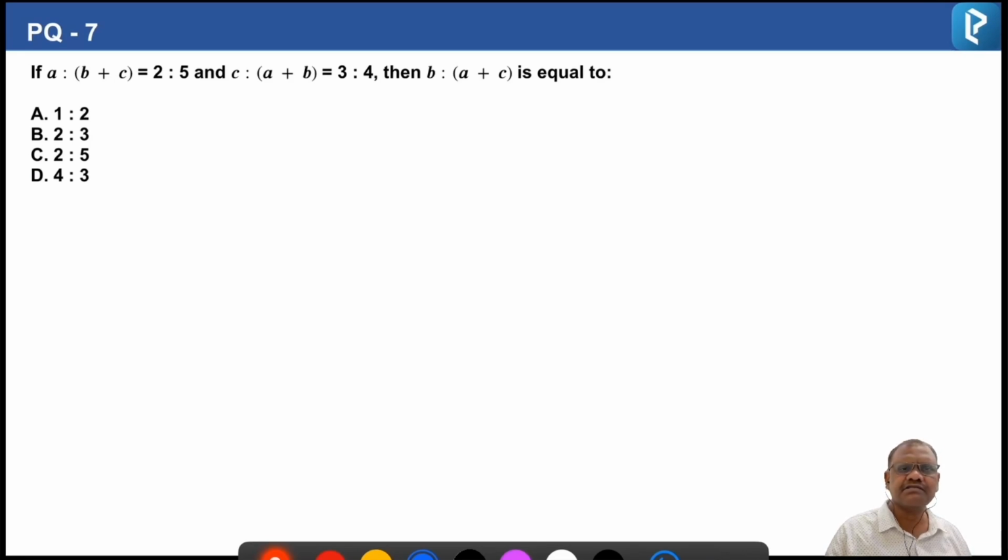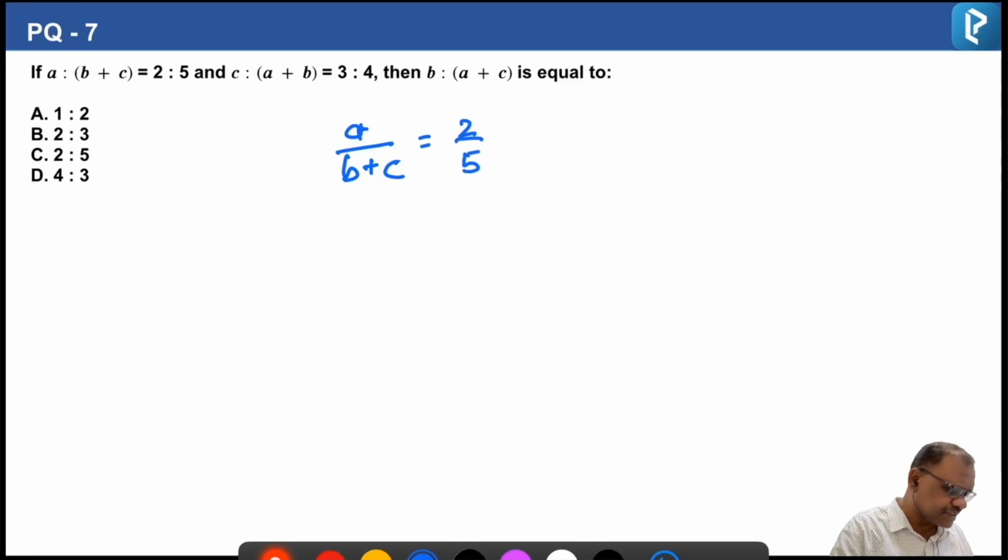A:(2B+C) is equal to 2:5. And the second ratio, C:(A+B), is 3:4. Then B:(2A+C) is equal to what? So here we know A:(2B+C) can be written as a fraction, A/(B+C) is equal to 2/5. Similarly, the second ratio, C/(A+B), can be written as a fraction, 3/4.